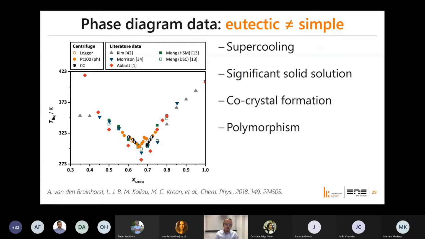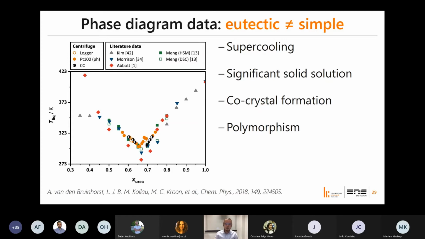And the supercooling can mask eutectic behavior. Often it's there, but you have to put in some effort to actually achieve it. And this can be done by going up and down in temperature in a very small region in the DSC. But you can also use the addition methods that I described before, because if you add, you keep the temperature constant, so supercooling is not really an issue. And the centrifuge method also circumvents supercooling.